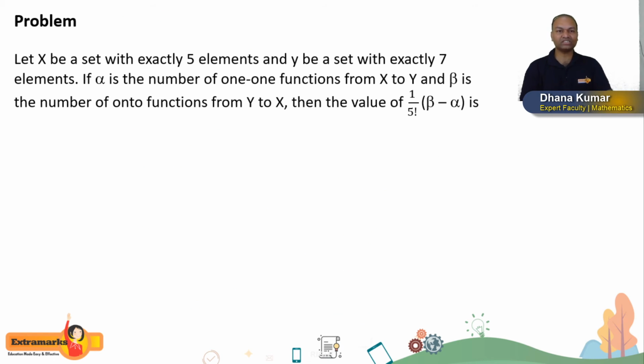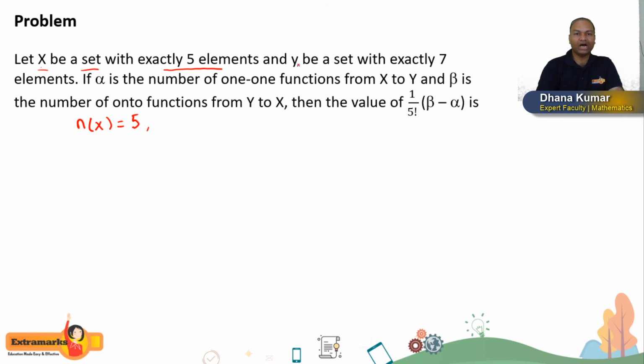Right. Let us coming to one more question here. Little bit difficult question. Easy, but calculations you observe that one. Let x be a set with exactly 5 elements. Okay. Means number of elements in x is equal to 5. And y be a set with exactly 7 elements. So number of elements in the set y is equal to 7. Then if alpha is what? the number of 1 functions from x to y.